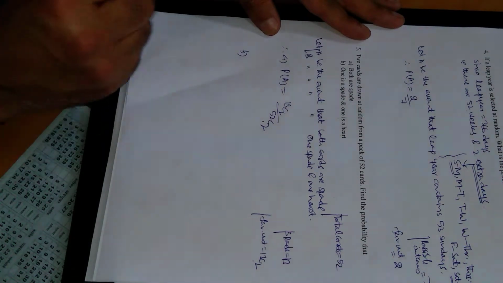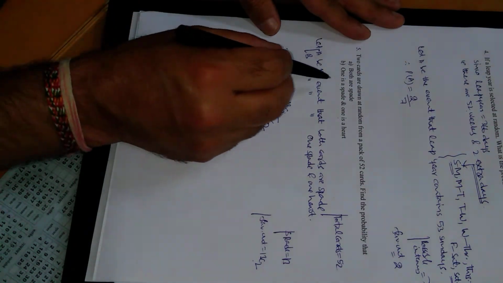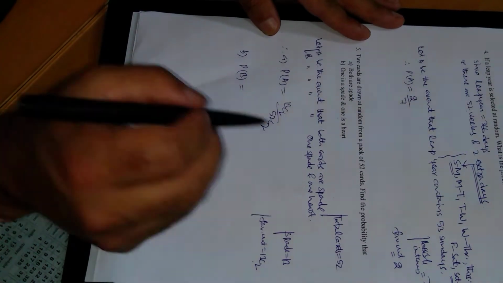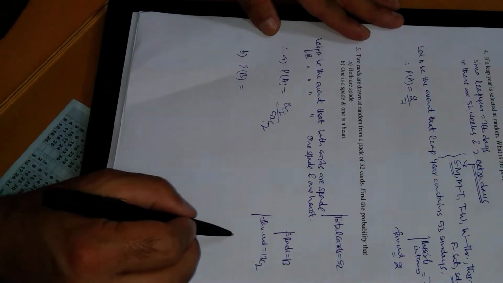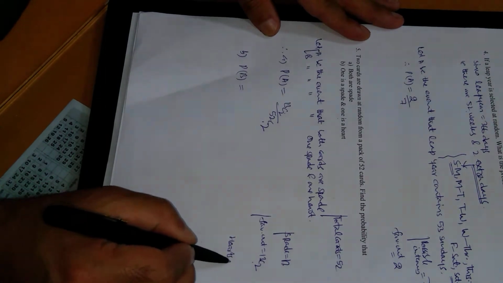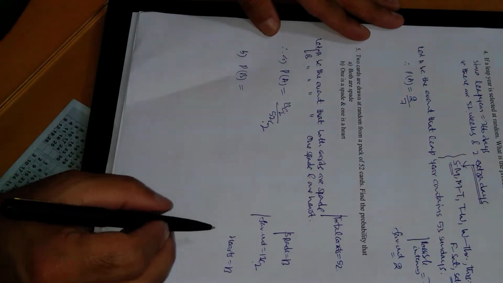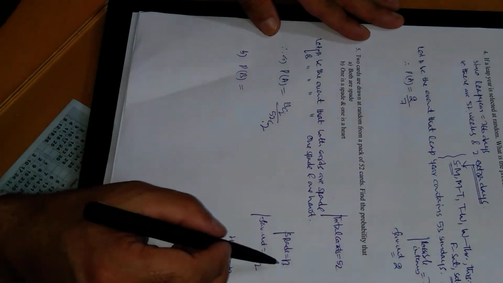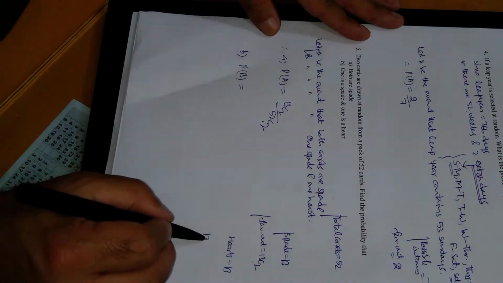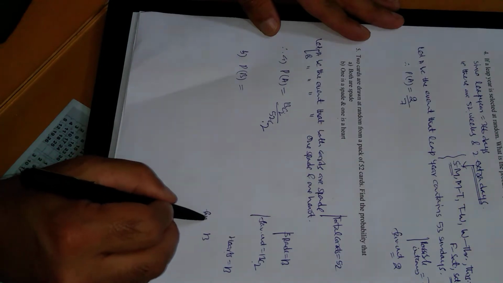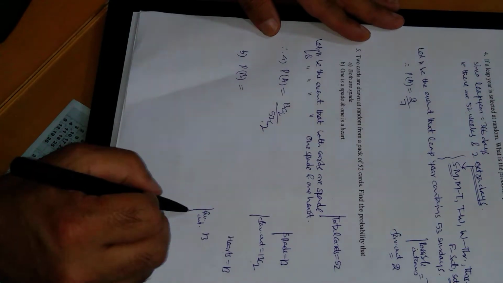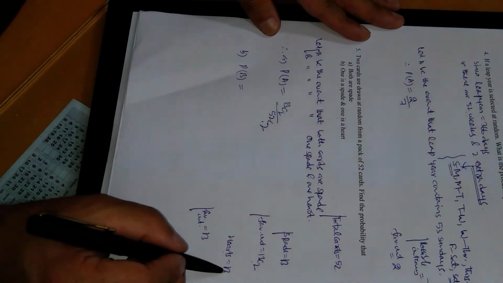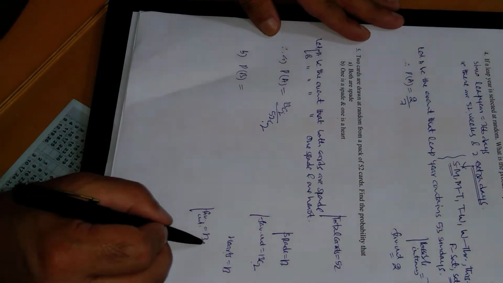Right. B part, probability of B. B means one card is a spade and one is a heart. As we know, spades are 13 and hearts are also 13 cards. So we have to select one card of spade and one card of heart. One card of spade can be selected in 13 ways, and one card of heart can also be selected in 13 ways.